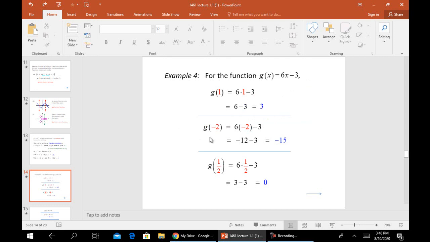So what is g of negative 2? If the input is negative 2, then again, we just replace x by negative 2. And if we do that, we get 6 times negative 2 minus 3. 6 times negative 2 is negative 12, minus 3 would be negative 15. g of half would be 6 times half minus 3. 6 times half is 3, so 3 minus 3 is 0.